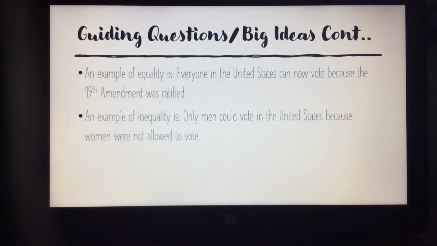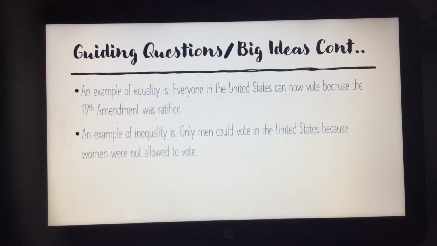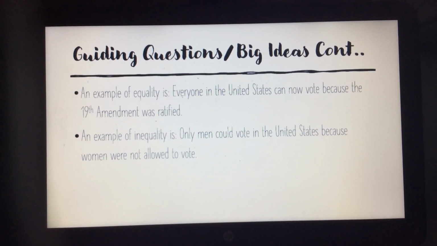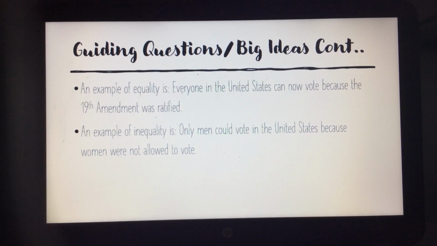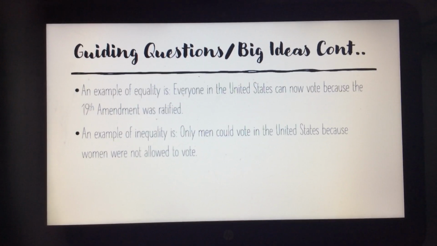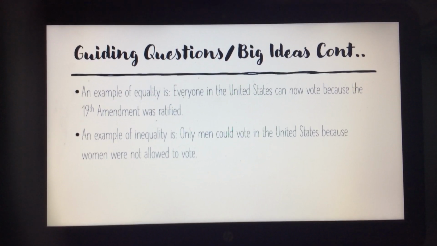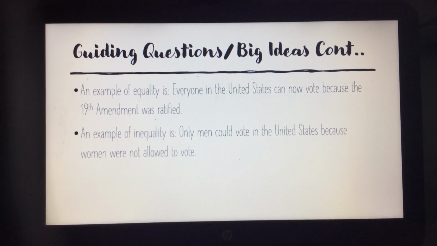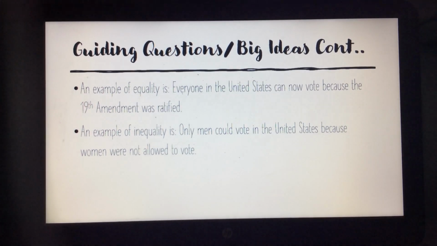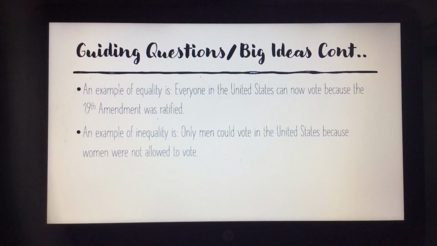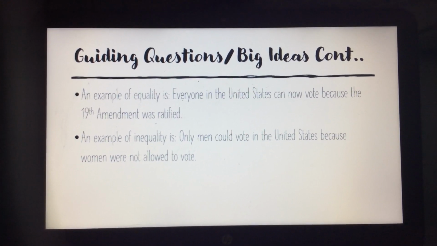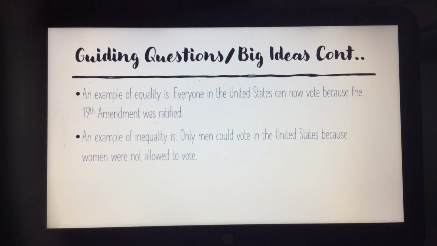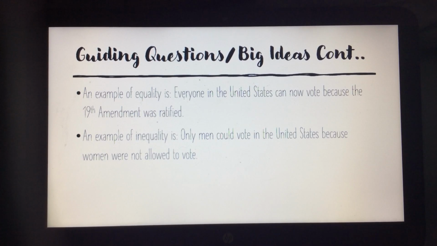Okay, an example of equality is everyone in the United States can now vote because the 19th Amendment was ratified. An example of inequality is only men could vote in the United States because women were not allowed to vote. Okay, do you see how one sentence is showing how they are equal and one is showing how they are not equal?